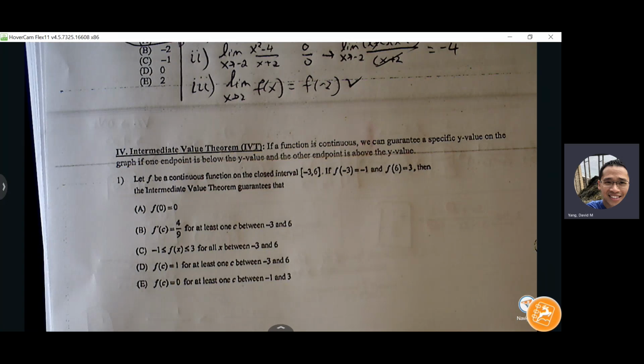And so that's what basically IVT is saying. If I want to prove that the graph is going to hit my target y value, I just need to know a couple of things, and I can guarantee it without looking at the graph. Guarantee me that the function is continuous. Guarantee me that one point is above 2 and the other point is below 2. And that can guarantee you that the graph is going to cross through that y value at least once.